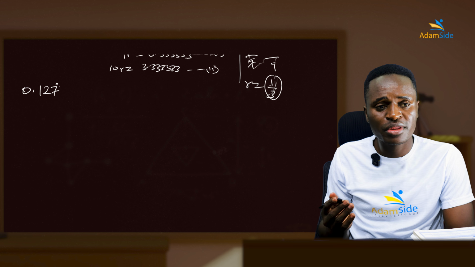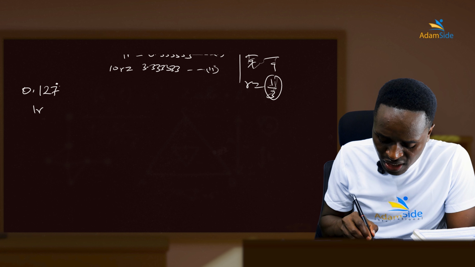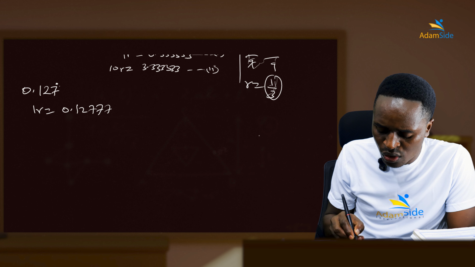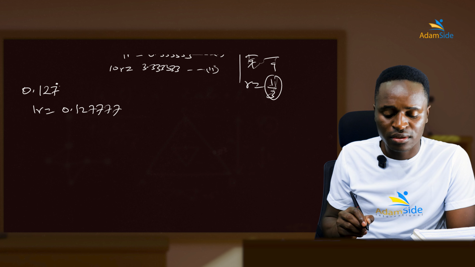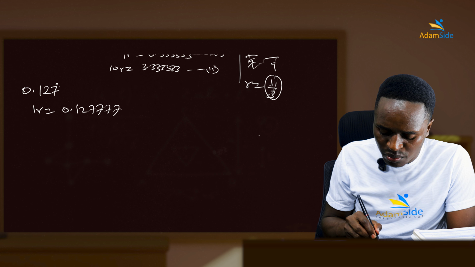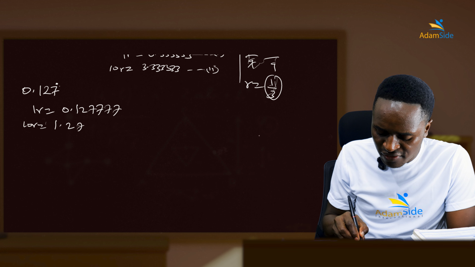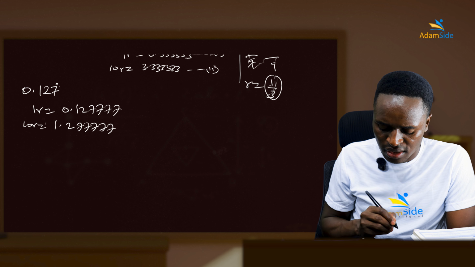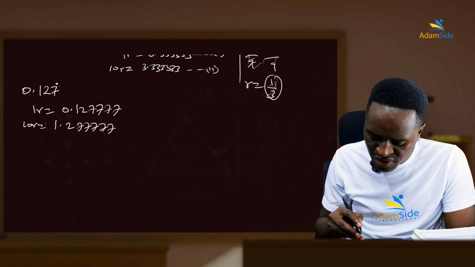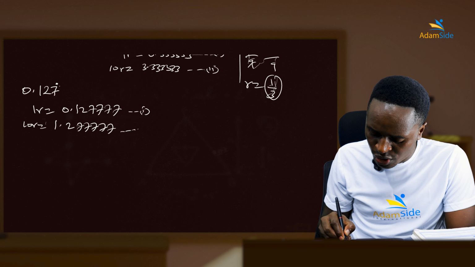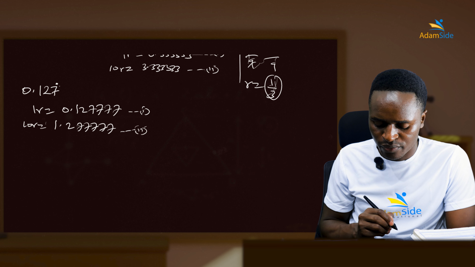You do the same thing. Just say r is equivalent to 1.2, but 7 is the only number that is repeating. Then you multiply by 10. You get 10r is equal to 1.2777. Still, when you subtract between equation 1 and equation 2, you won't get a whole number.